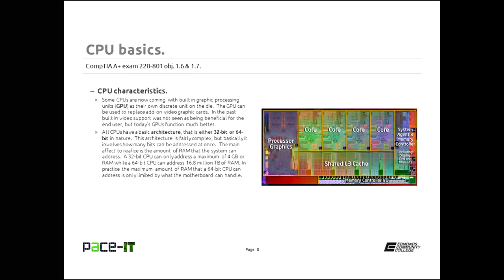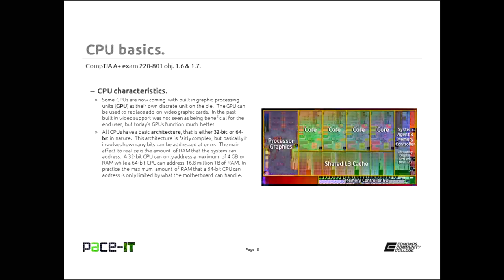Nowadays, some CPUs are coming with built-in graphics processing units, GPUs, as their own discrete unit on the die. The GPU can be used to replace add-on video graphics cards. In the past, built-in video support was not seen as being beneficial for the end user because it actually put a workload onto the CPU. But today, with the GPU being on the same die as the CPU, built-in graphics aren't quite as bad.